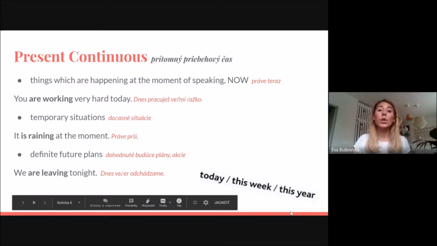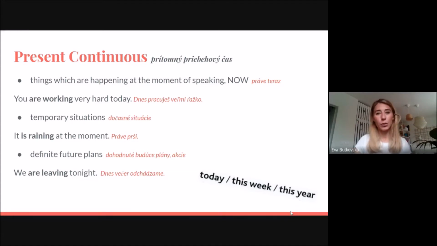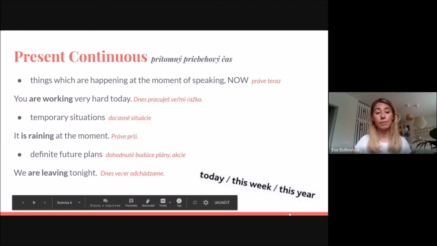The other case when we use present continuous is a temporary situation, not permanent, but temporary. So, for example, today, it isn't raining today, or it is raining at the moment, so it's a temporary situation.